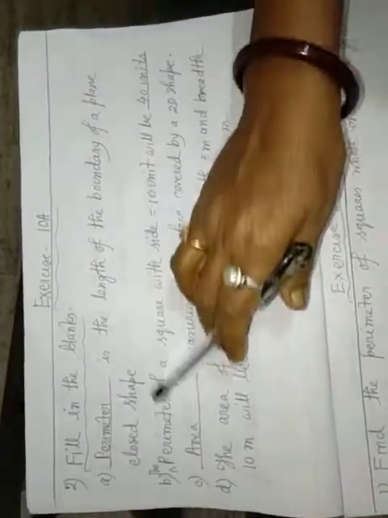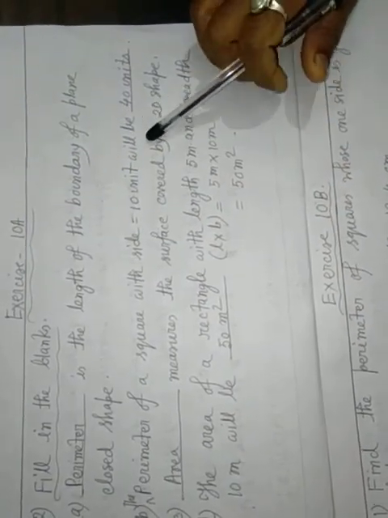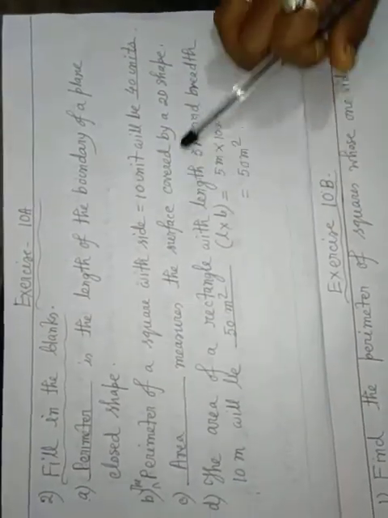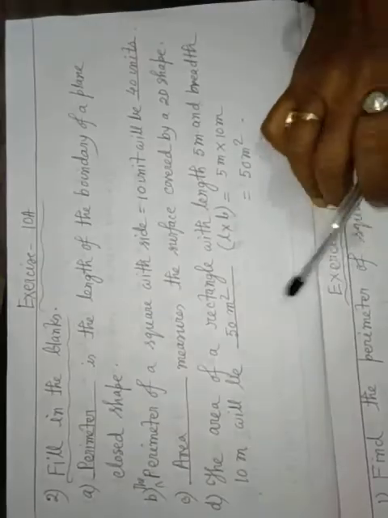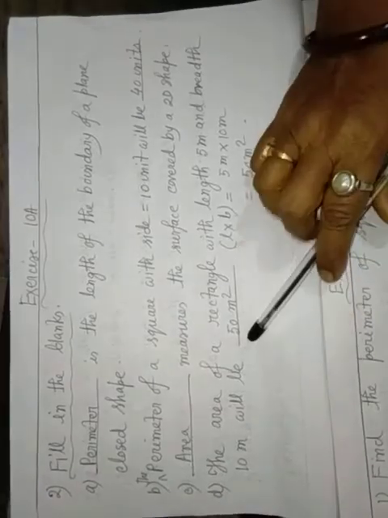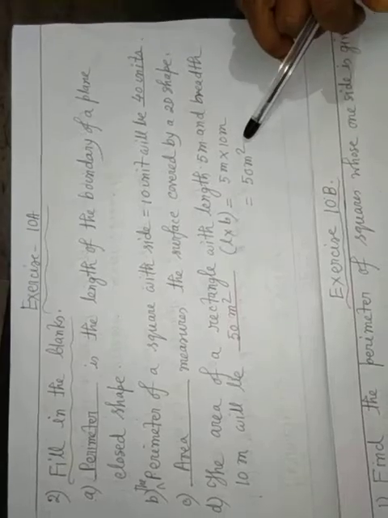Okay. Now we start exercise 10A, fill in the blanks. Dash is the length of the boundary of a plane closed shape: perimeter. Number 2, the perimeter of a square with side 10 unit will be 4 into 10, 40 units. Dash measures the surface covered by a 2D shape, that is area. D, area of a rectangle with length 5 meter and breadth 10 meter will be length into breadth, 5 meter into 10 meter, that is 50 meter square.